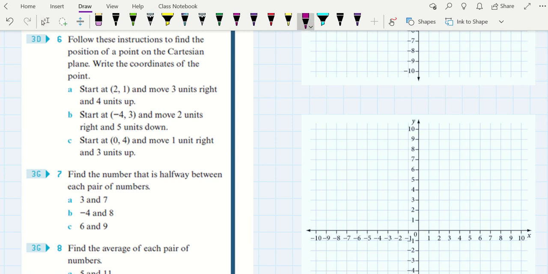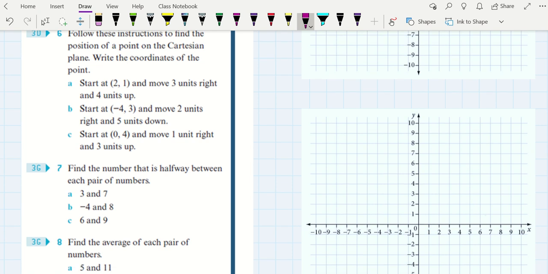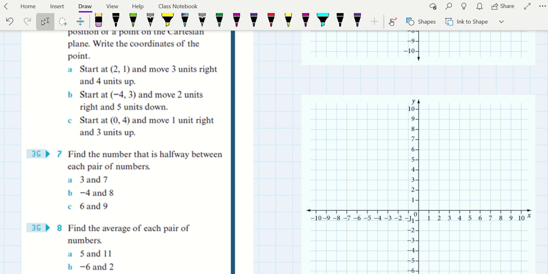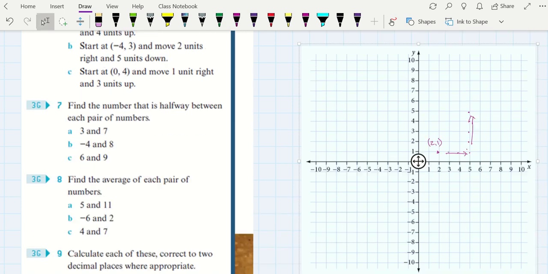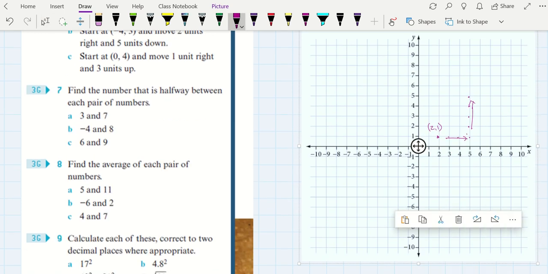So what we're going to do is, number 1, we're going to start at 2 on the x-axis, so it's that, and then it's that. So 2, 1. So we're starting here, and then we're moving 3 units right. 1, 2, 3. So we've gone that far to the right, and then 4 units up. 1, 2, 3, 4. So we've gone up to there. So let's write our units here. So that's 2, 1, and our new value is 5.